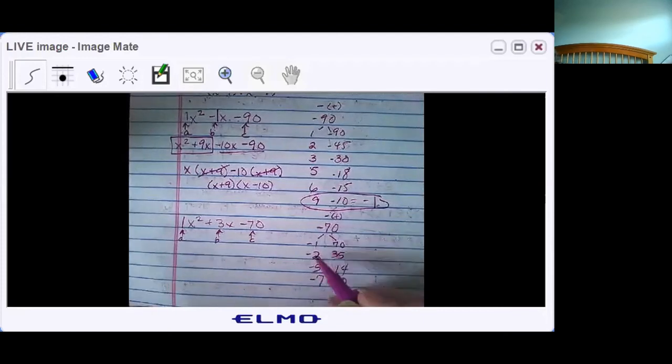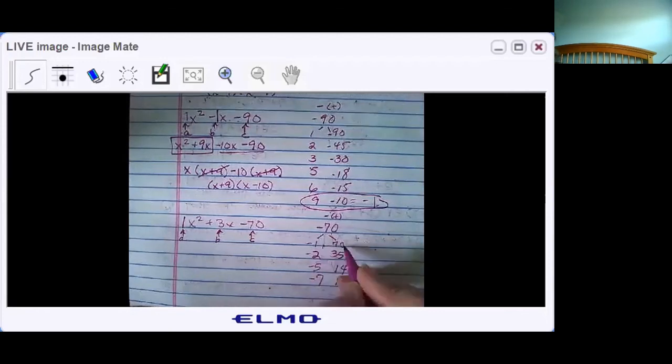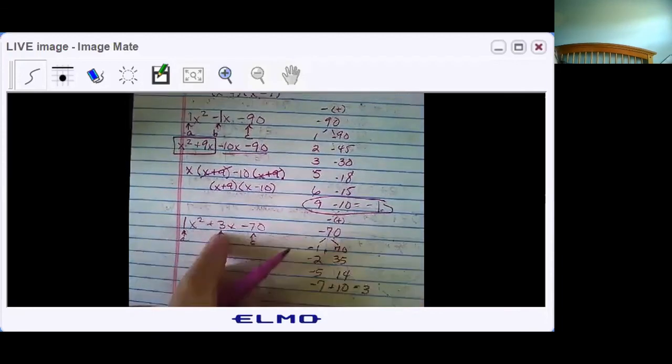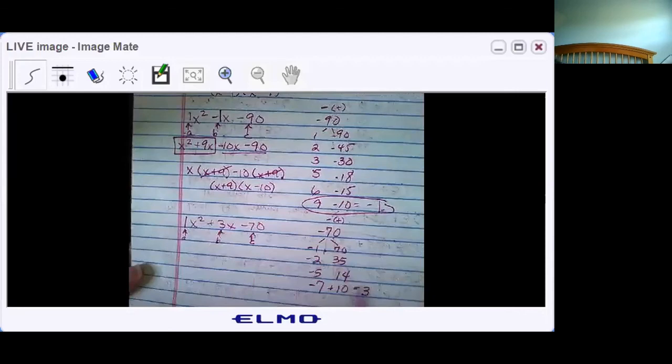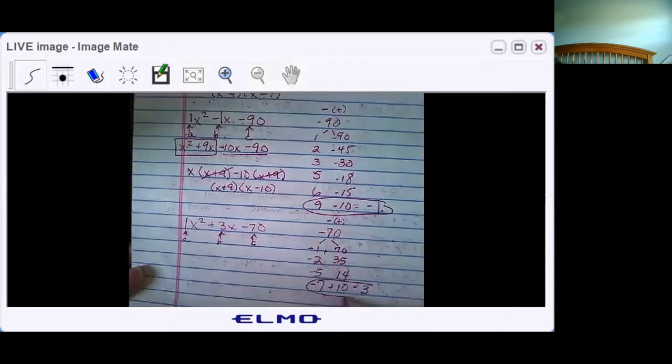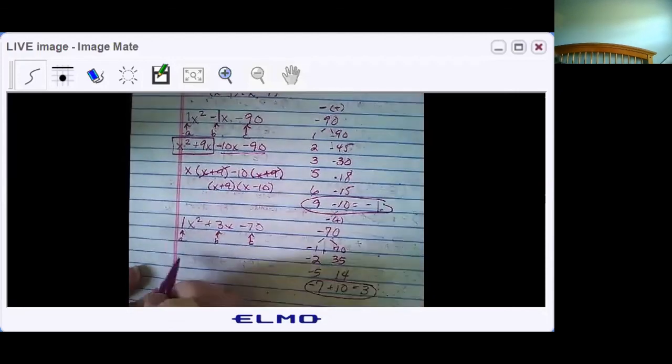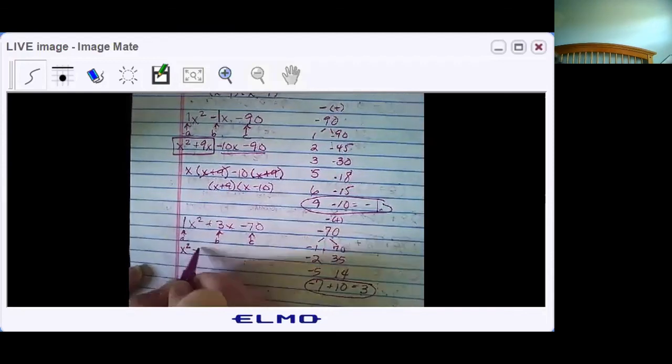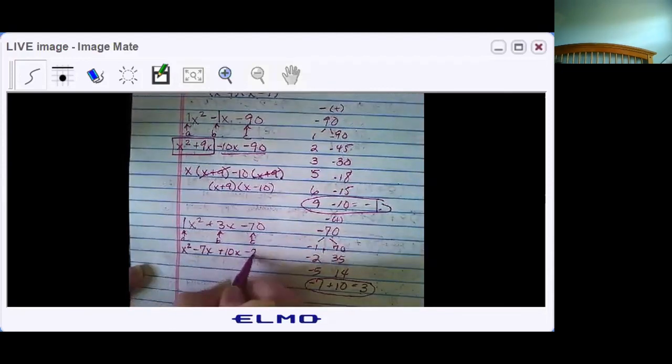So let's see here. Negative 1 plus 70 is not going to work. Negative 2 plus 35 is not going to work. Negative 5 plus 14. Let's look. Negative 7 plus 10 is positive 3. That gives me what I want in the middle. So this is the one I'm going to use. And I'm going to do x squared minus 7x plus 10x minus 70.